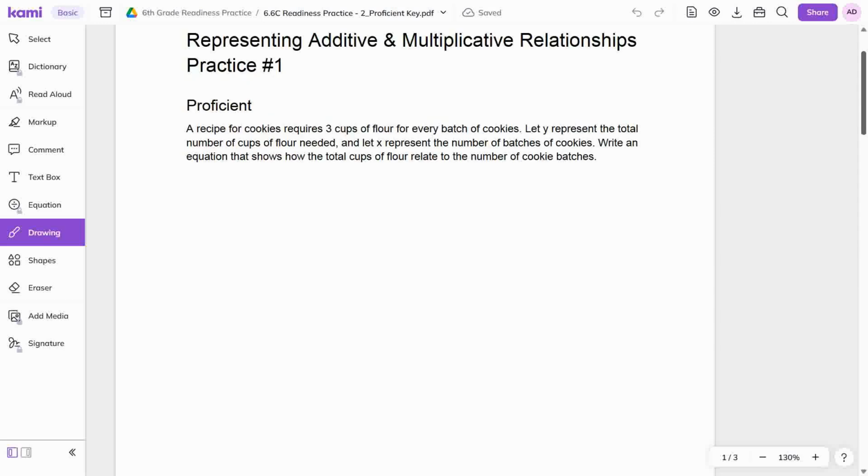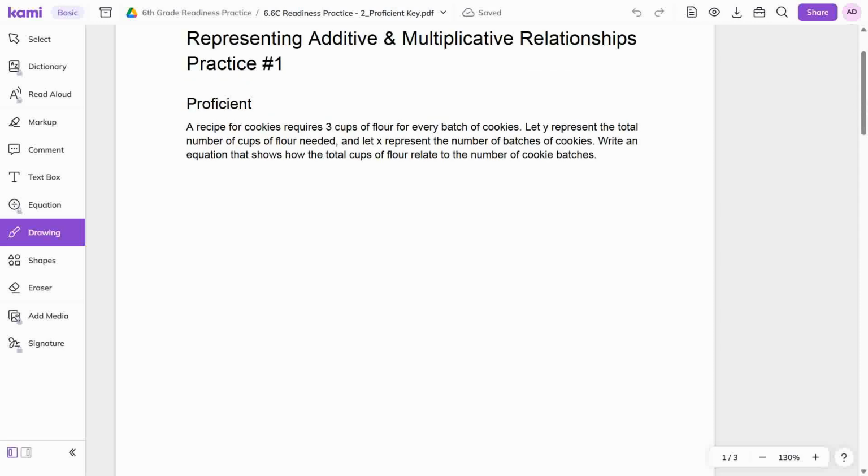So our first problem, we have a recipe that requires 3 cups of flour for every batch of cookies. Y is going to represent the total cups of flour needed. Let's make a table first, then we can turn that into an equation. So our Y is our cups of flour, and our X is going to be the batches of cookies.